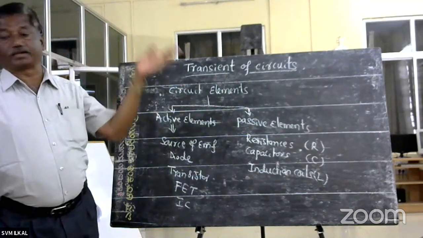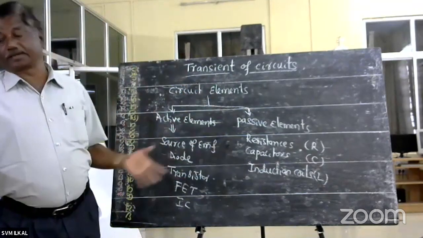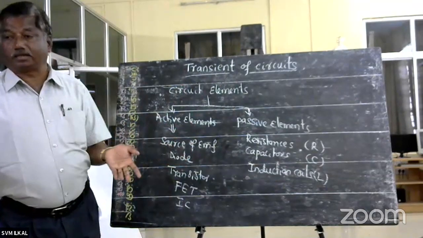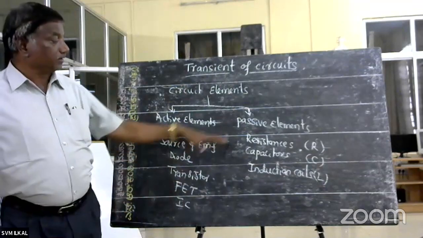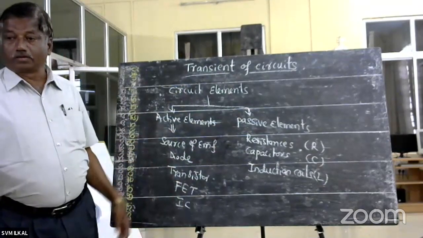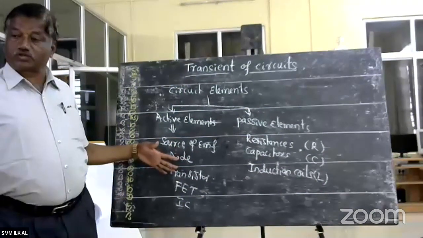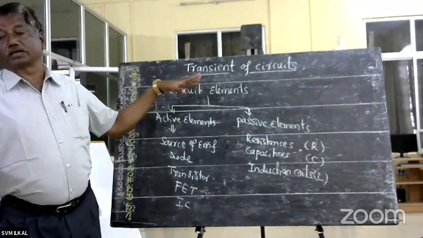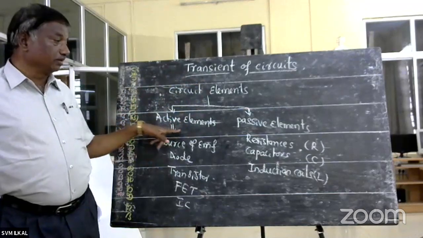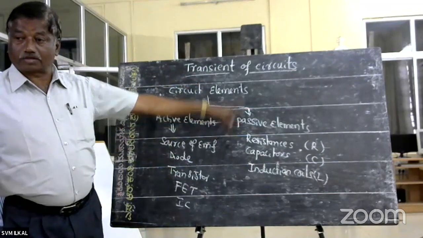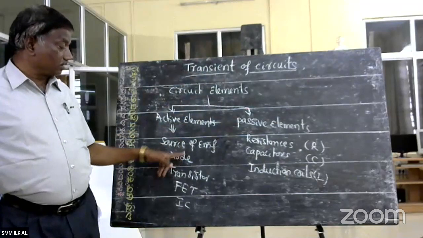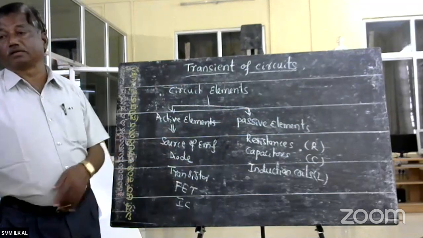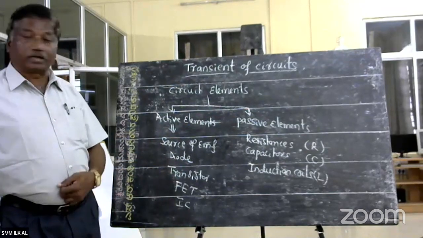Means they generate heat energy, mechanical energy, and electric energy like this. What they generate when they are in the circuit, they are considered passive elements. The generation of energy in the circuit is by active elements. So circuit elements are of two types, active elements and passive elements. Examples for the active elements are source of EMF, diode, transistor, FET, IC. All semiconductor devices belong to active elements.